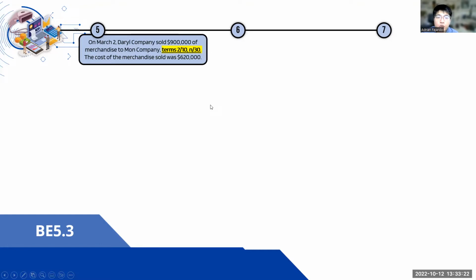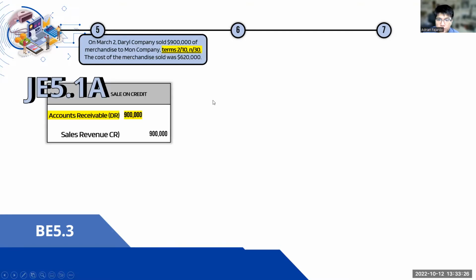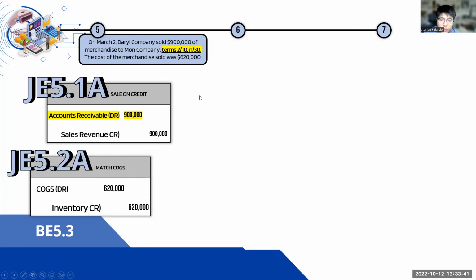Basically, we have 2 journal entries every time a sale occurs under perpetual. First is you recognize your sale with a debit AR, credit sales revenue of 900,000. And then you also need to recognize the relevant COGS, which is 620,000, by debiting cost of goods sold, credit inventory 620,000. So that's for every sales transaction, right?